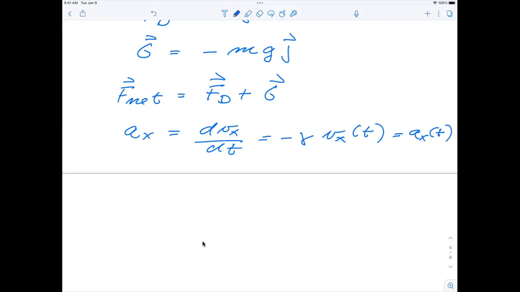The next equation which we have is the equation for the acceleration in the y direction. So we have a dvy of dt, which is now going to be given by this minus gamma.